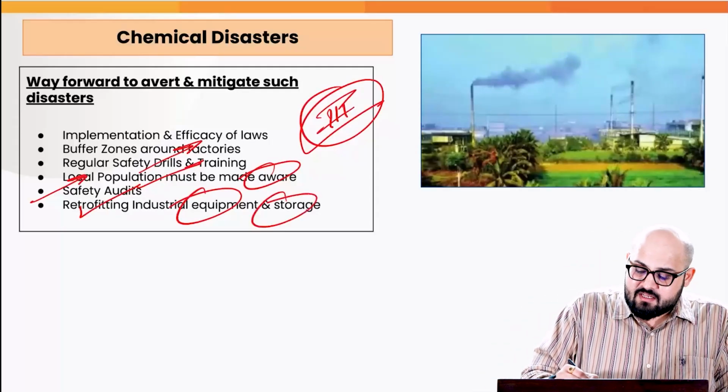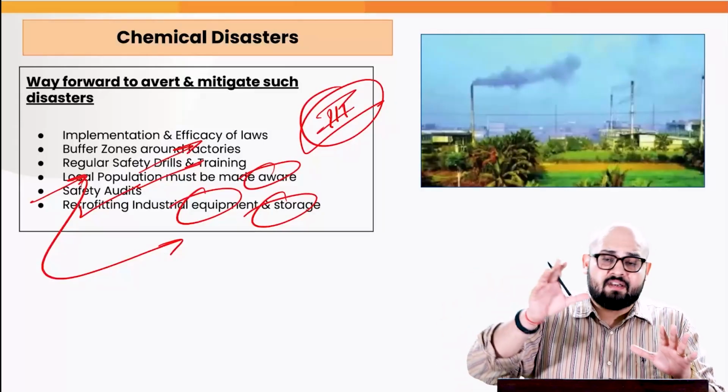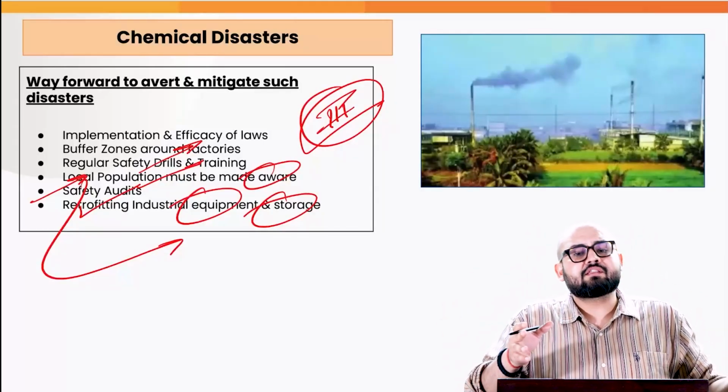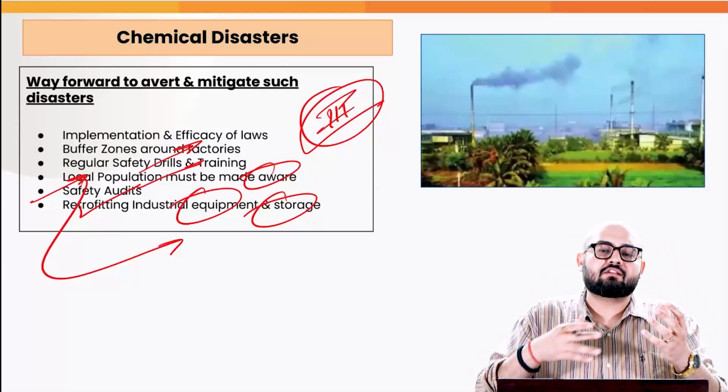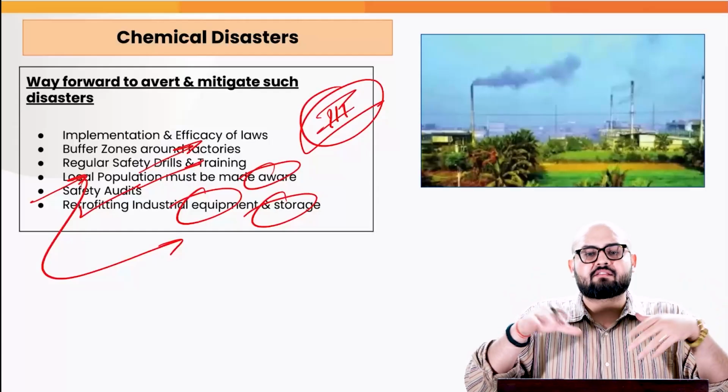Retrofitting industrial equipments and storage based on the guidelines of the safety audits. There has to be a retrofitting. That is, after you have the building, the installations, then afterwards you can add some safety appliances or equipments so that it strengthens, it makes the overall safety architecture more robust.